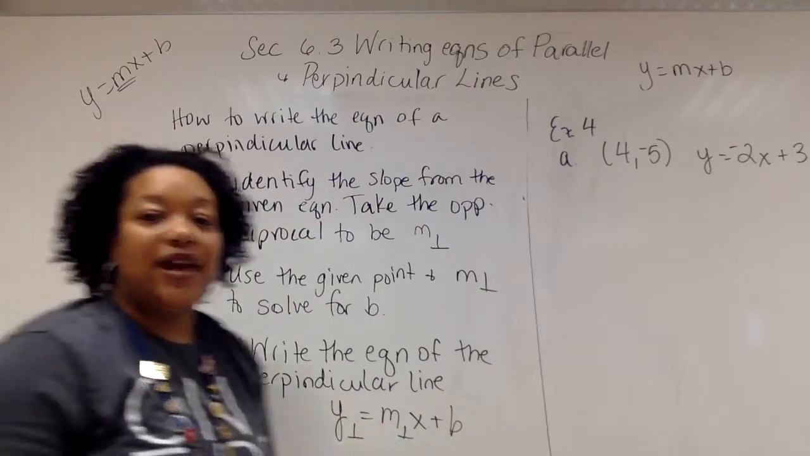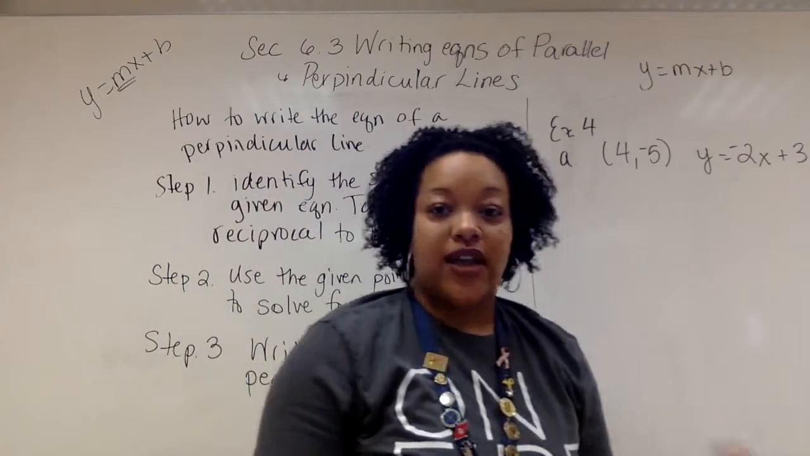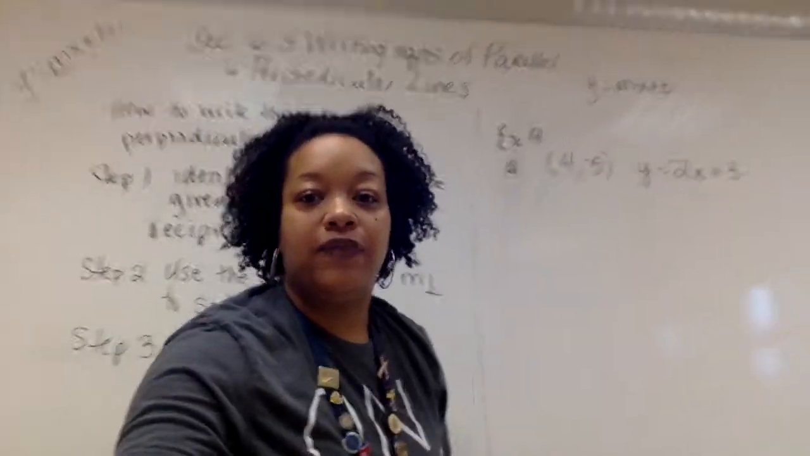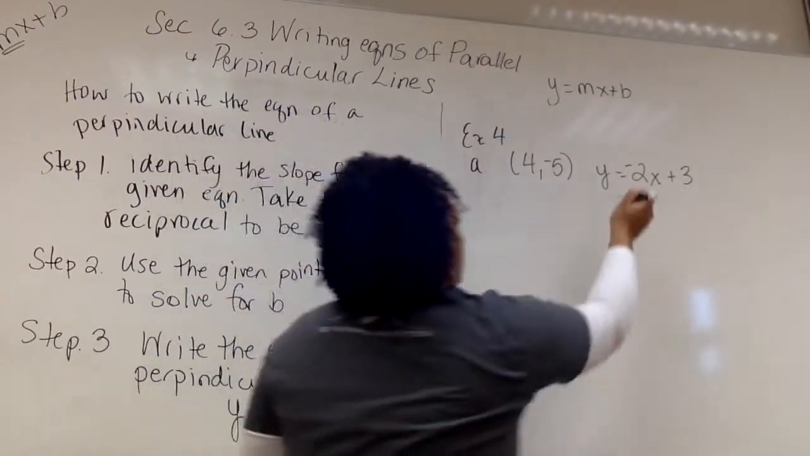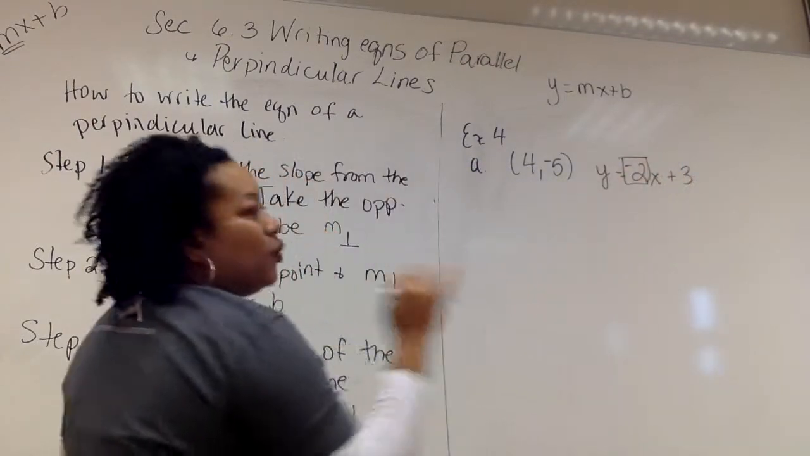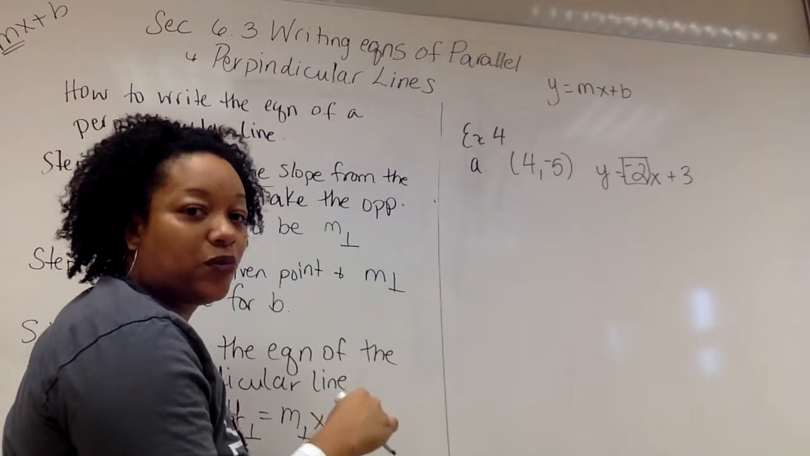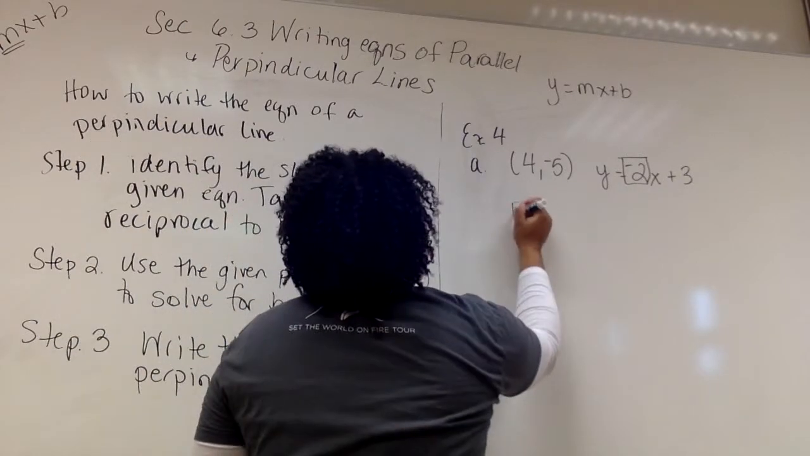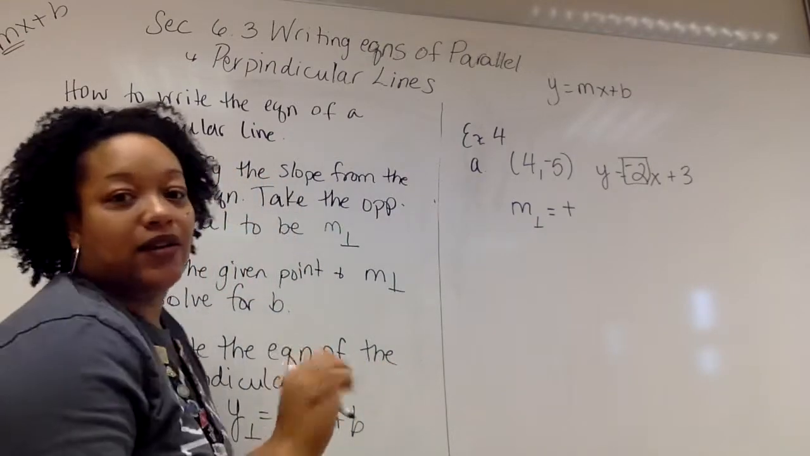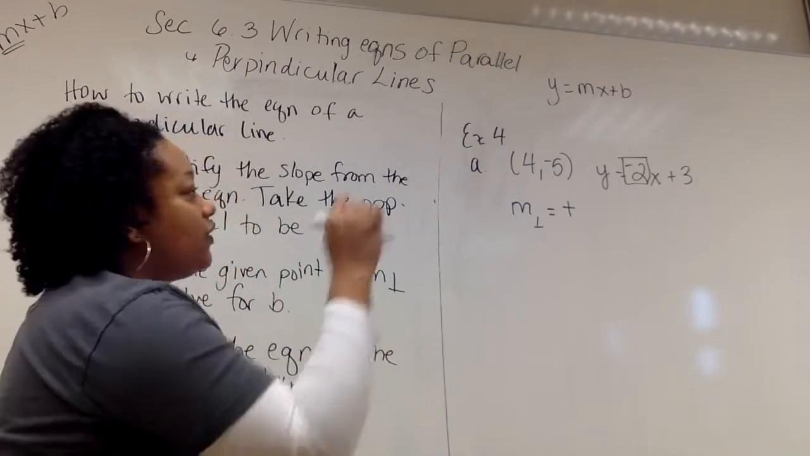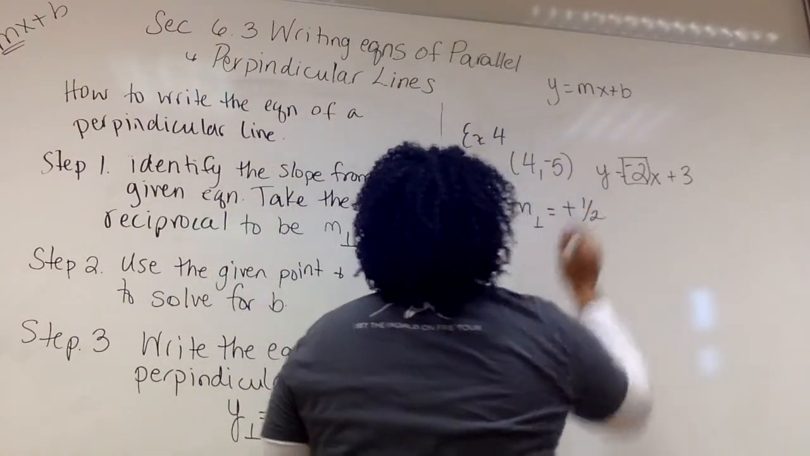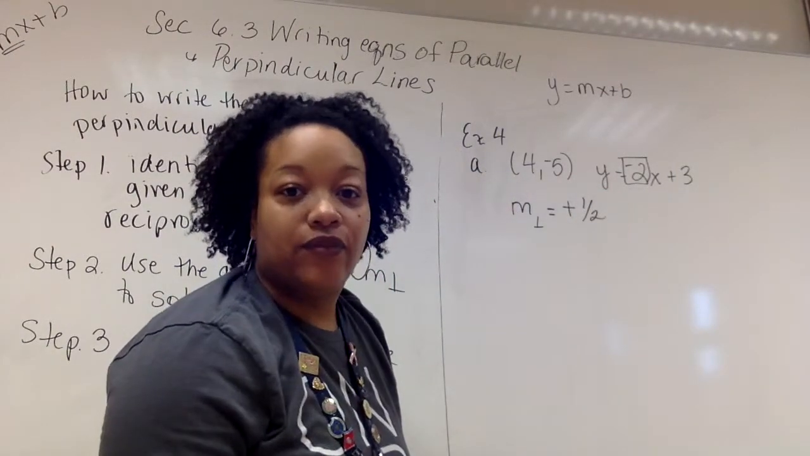All right, let's look at letter A, for example 4, if you've got all your steps written down. Basically the same thing we were doing on the front. First thing I need to do, identify my slope. So if you can see here, my equation, here's my slope. But I'm not done. My slope is -2, but I can't use that because I'm working with perpendicular lines. If it's a negative, I know that my perpendicular slope has to be positive because you switch the sign. It's a 2. The reciprocal of 2 is 1/2. So the slope I'm going to use is 1/2, right?